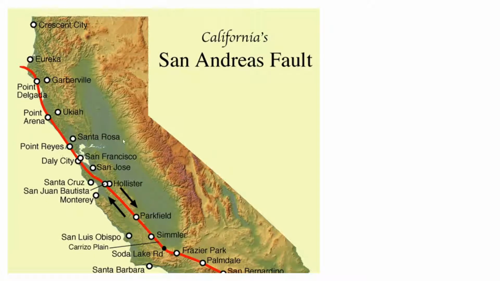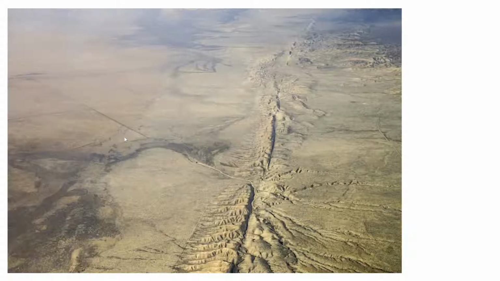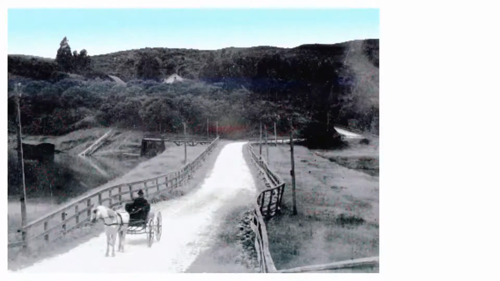So here's another view of it. And a view from above. I think that might be it. And then there's, of course, a road where the San Andreas Fault goes right across.